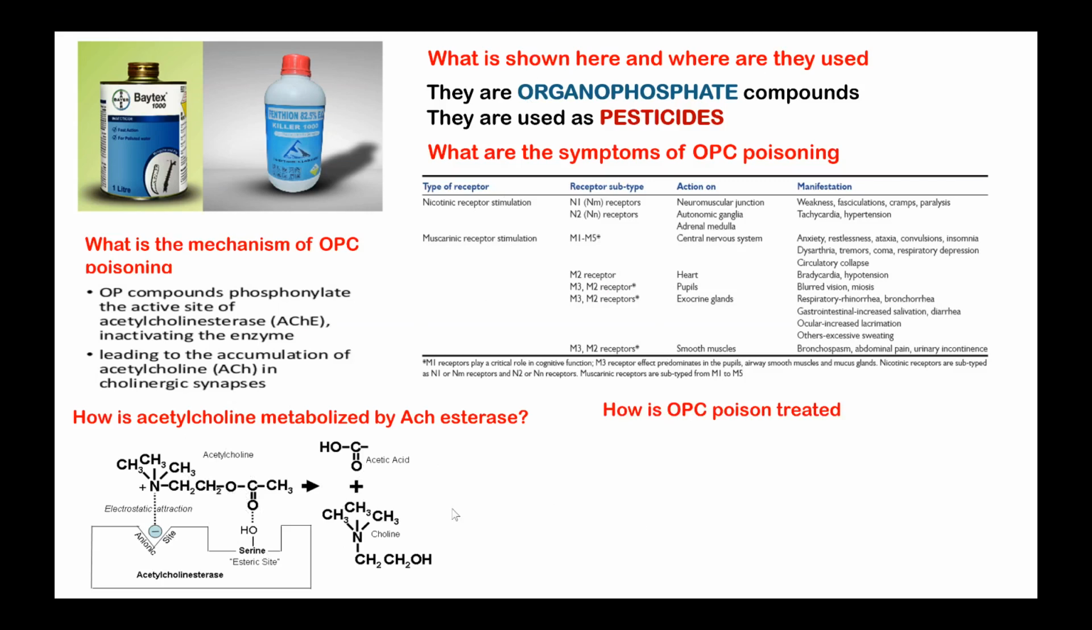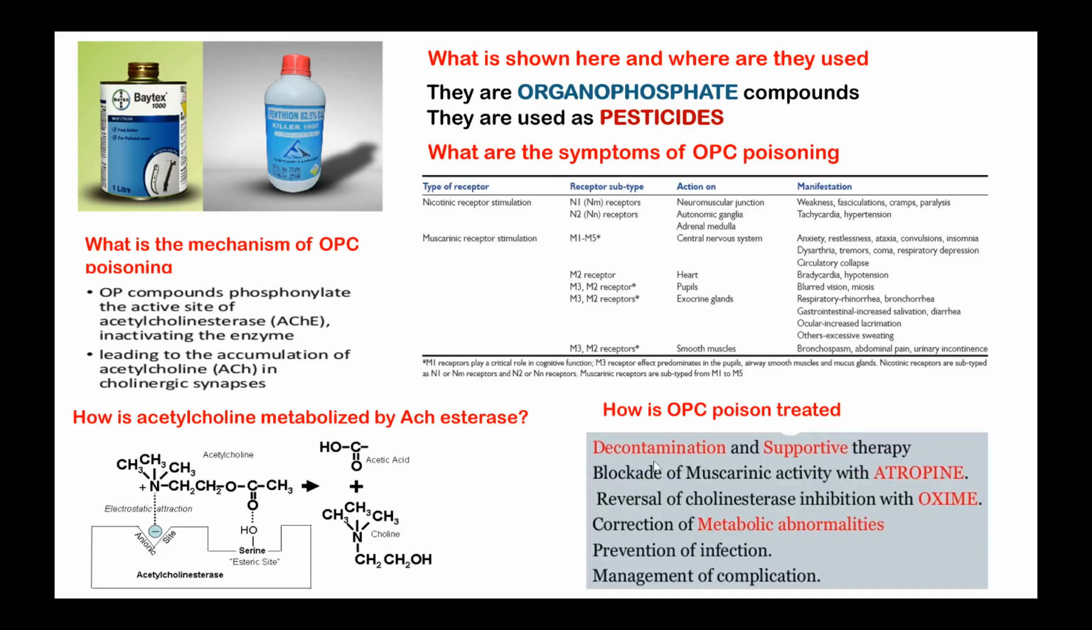So how to treat OPC poisoning? Atropinization, sir. Hospitalization for bradycardia if it is there. But take first pralidoxime, sir. Pralidoxime reactivates the enzyme. From the beginning, what you have to say is decontamination, supportive therapy, blockade of muscarinic activity, reversal of cholinesterase inhibition, correction of metabolic abnormality, prevention of infection, and if there is muscle weakness and inadequate respiration, they may require intubation and ventilation.